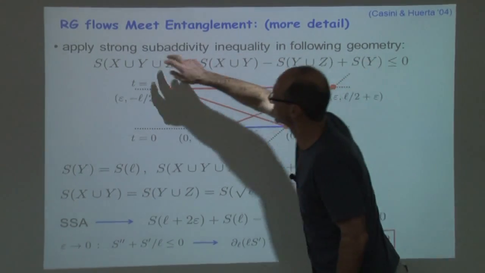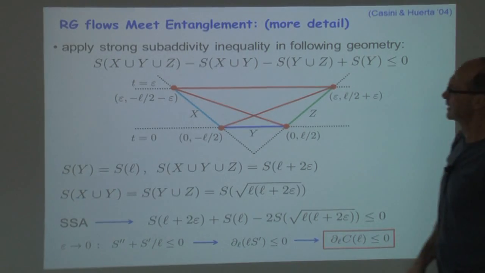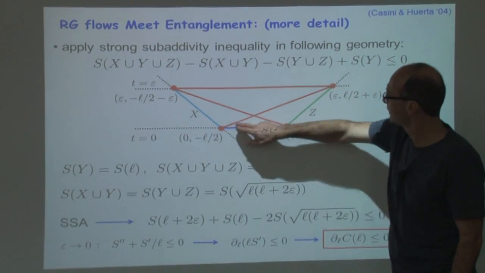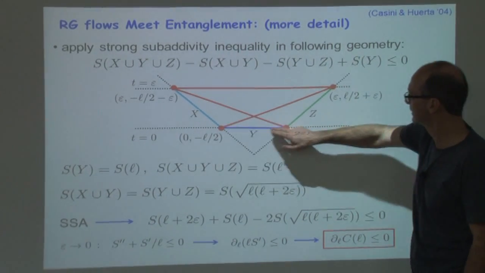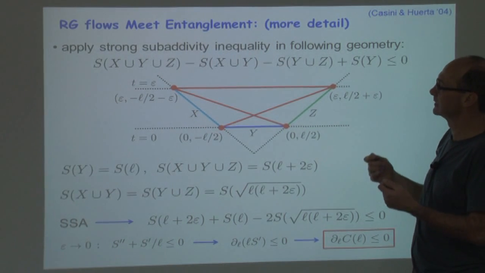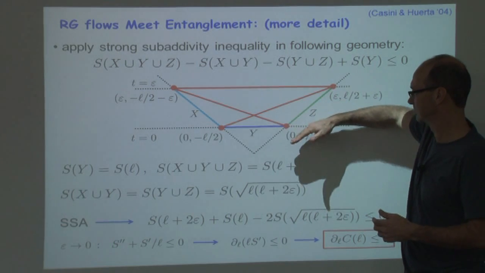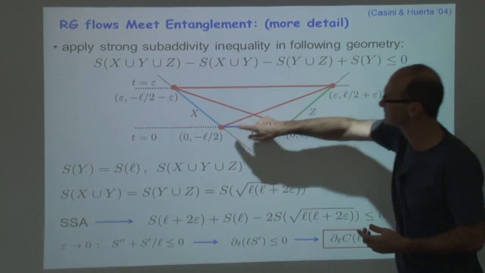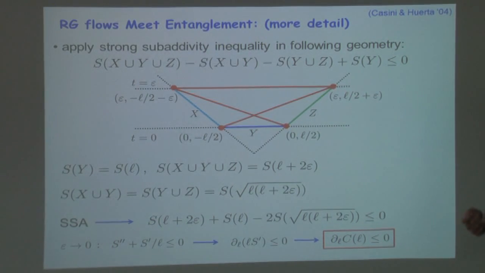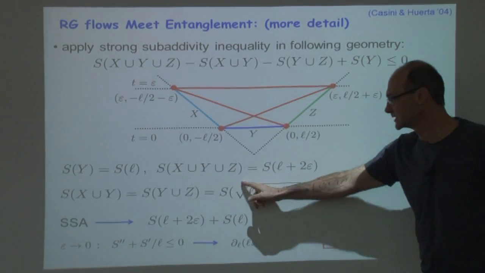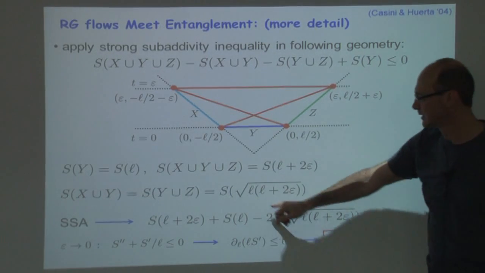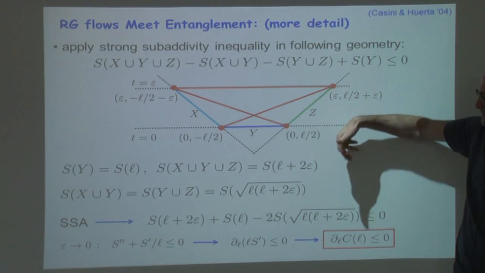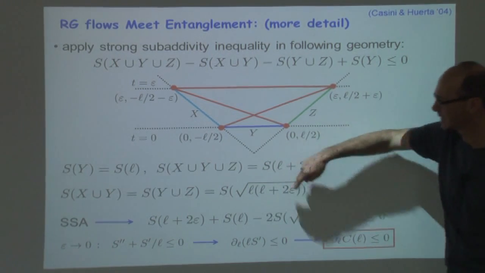Well, let's evaluate the various terms that appear in my inequality. Here I'm going to get an S of L. Here I'm going to get an S of L plus 2 epsilon. For y union z, that's this slice, I said that the entropy doesn't depend on the particular choice of my Cauchy surface, it just depends on the proper distance between those two points. And what you find is that I can write the proper separation between those two points as the square root of L times L plus 2 epsilon. Basically, it was L plus epsilon squared minus epsilon squared, square rooted, and so you got that answer.